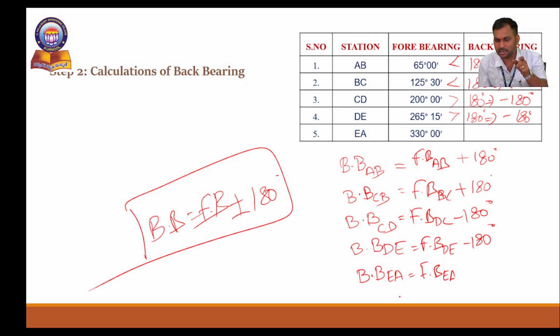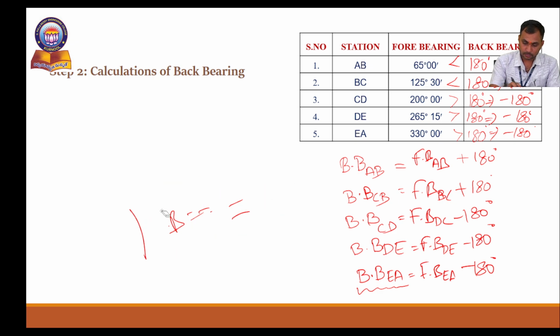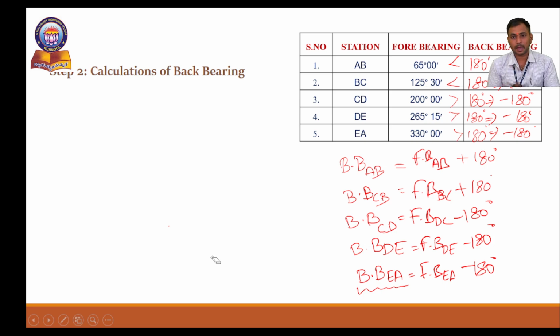Okay. Now we are going to calculate the back bearing of EA. So we have to write the formula: fore bearing of EA, and either plus or minus. What is the fore bearing of EA? 330 degrees 00 minutes. It is more than 180 degrees, so we have to write minus 180. Then apply the calculation. Okay, my dear students. We'll see now.